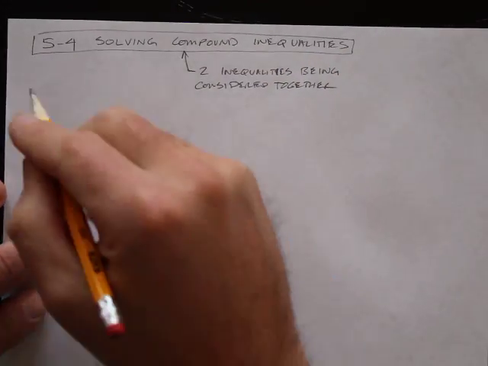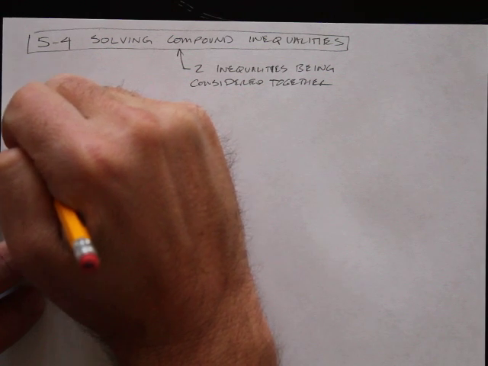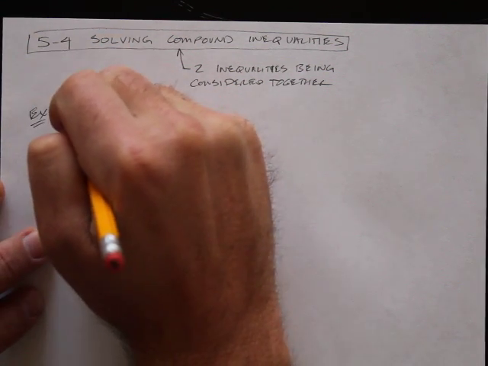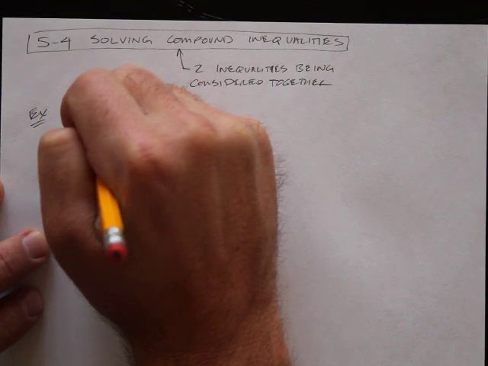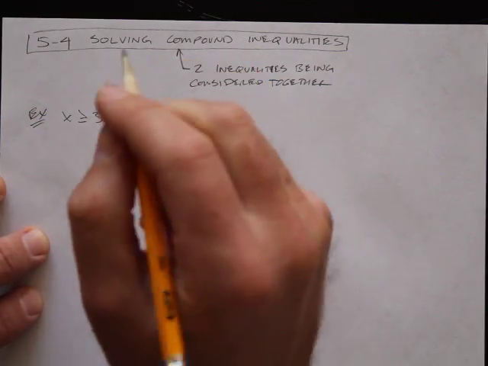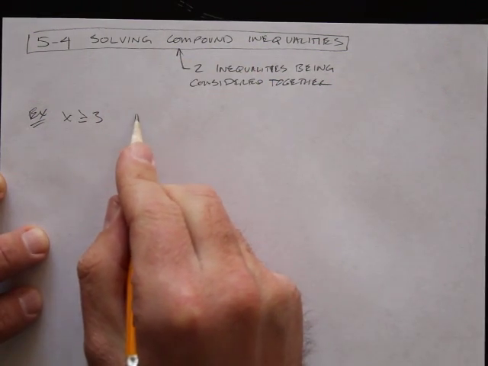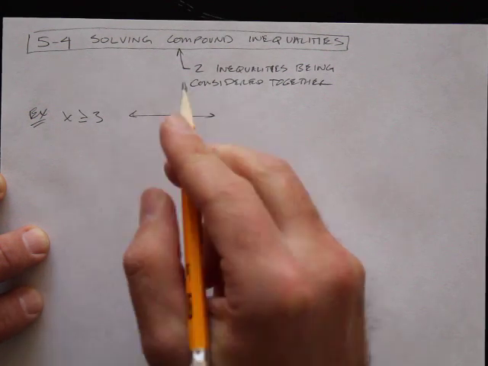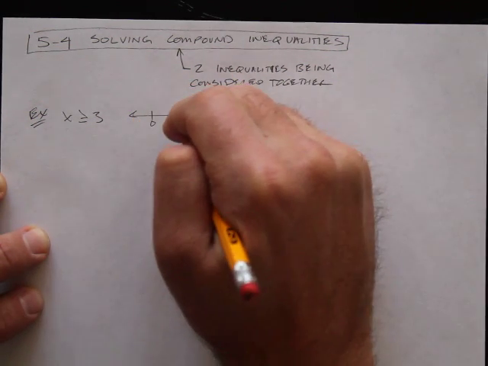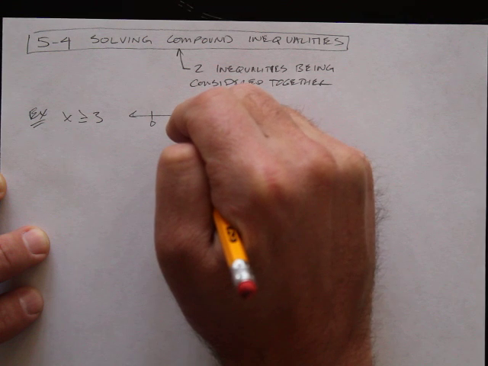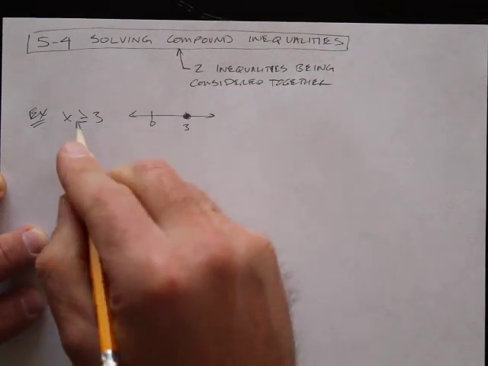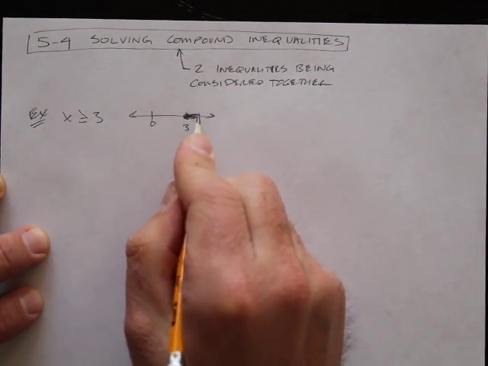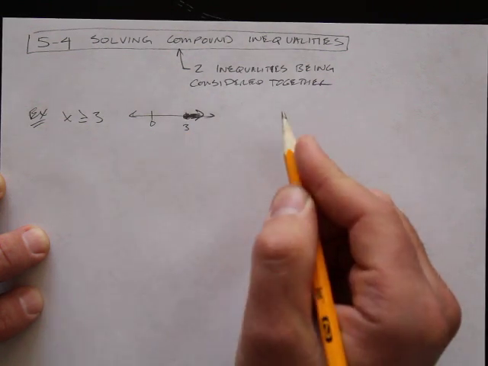So let's do an example. Let's see what we're talking about here. I've got x is greater than or equal to 3. And the graph of that would look something like this. I've got 0, I've got 3, 3 is included, x is greater than 3, so I have my arrow going off to the right.